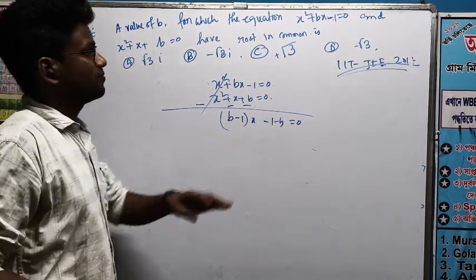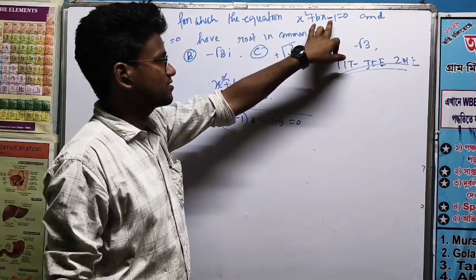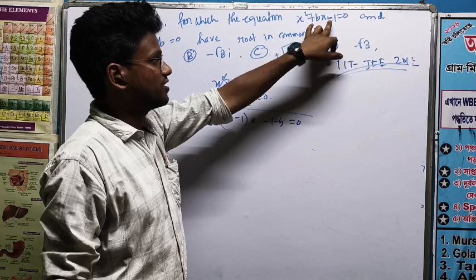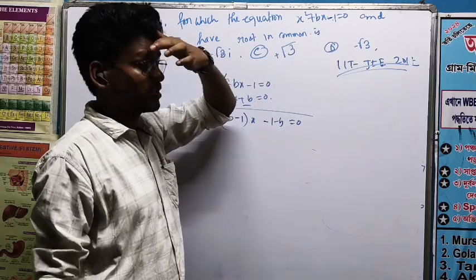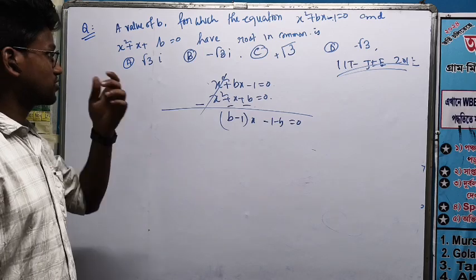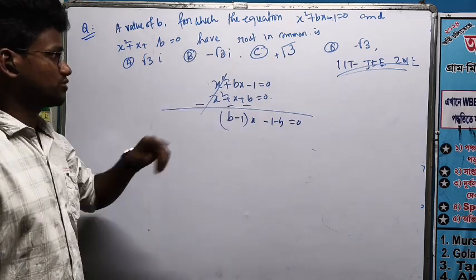Okay, I have a mistake here in the place of plus. Right here, in the place of minus, I have written just minus. So this is actually the equation x square minus bx minus 1 equals 0. Another equation is x square plus x plus b equals 0. They have a common root. So what is this?